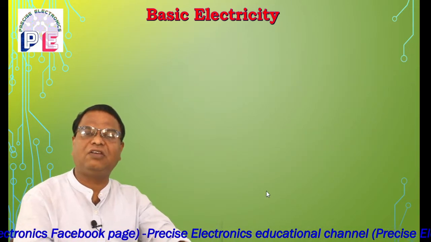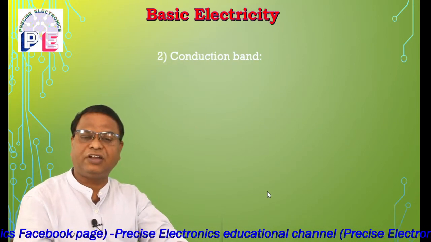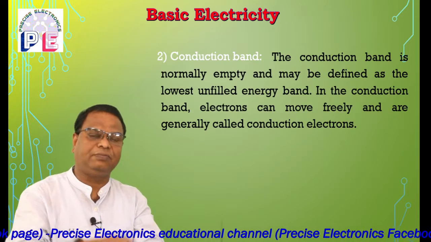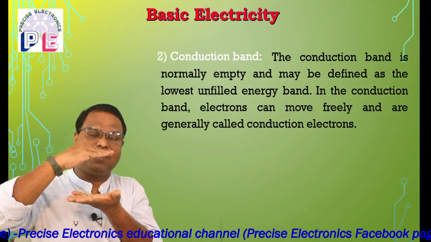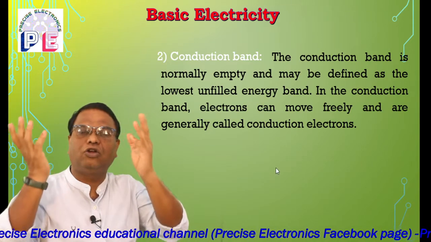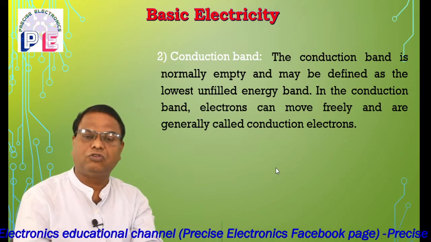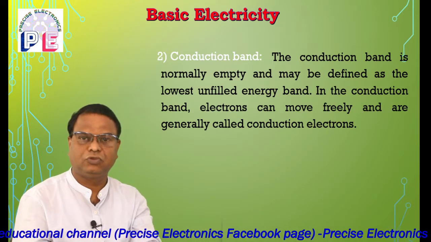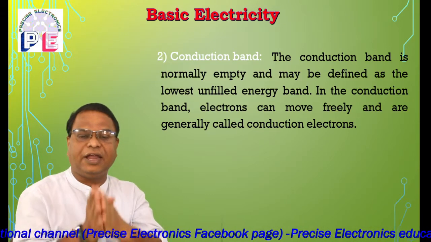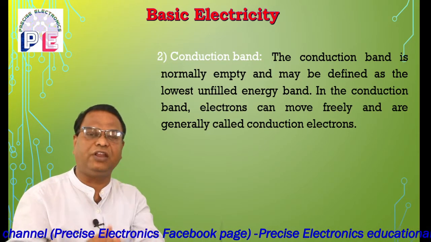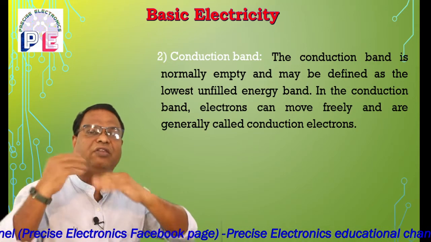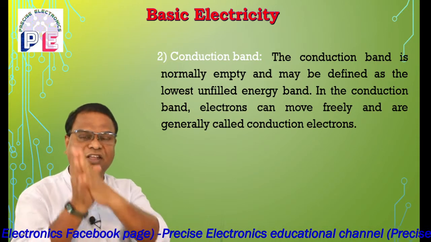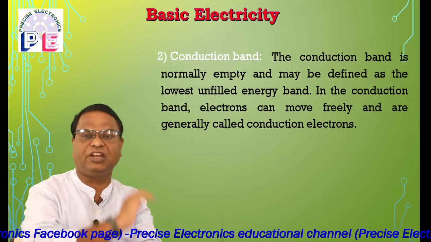The next band is a conduction band. What is conduction band? Conduction band is normally empty. Suppose this is a valence band, this is a conduction band. The conduction band is normally empty. There are no free electrons. So it is known as the lowest unfilled energy band. And in the conduction band, the electrons can move freely. That means when an electron from the valence band enters the conduction band, the electrons are free to move, and these electrons are known as conduction electrons.